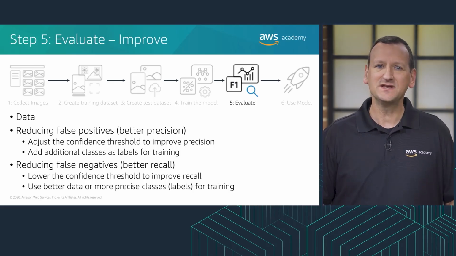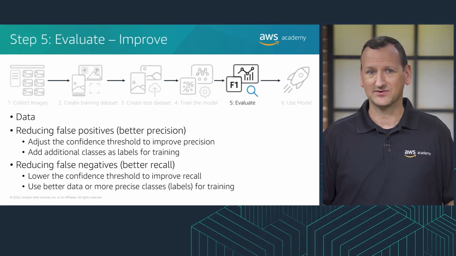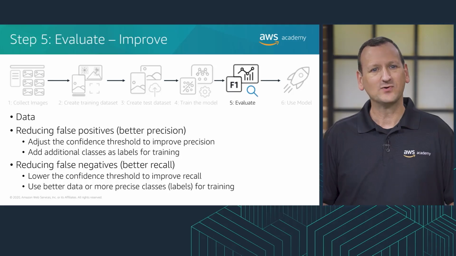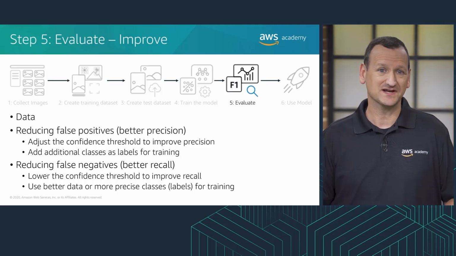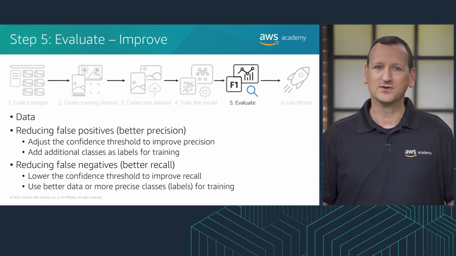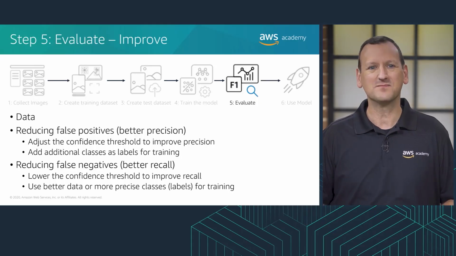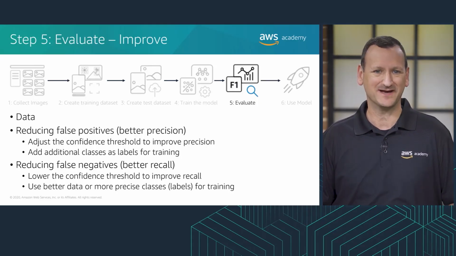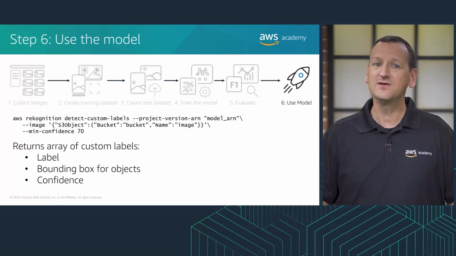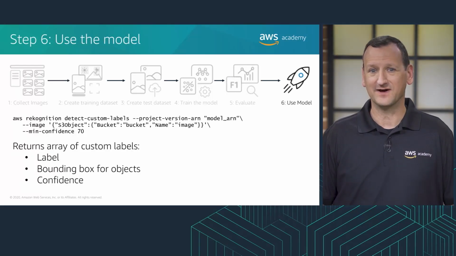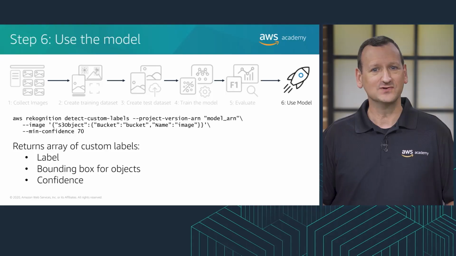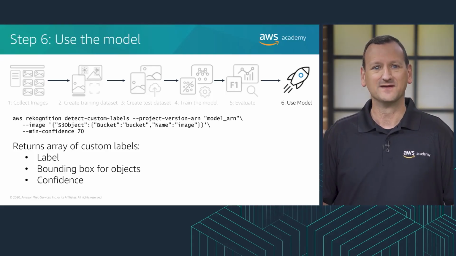Finally, split your label into two classes that are easier to learn. For example, instead of good cookies and bad cookies, you might want good cookies, burnt cookies, and broken cookies to help the model learn each unique concept better. If you're satisfied with the performance of your model, you can make it available for use by starting it from the console or by using code.